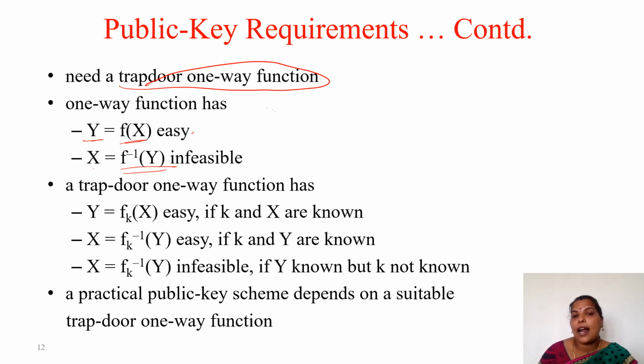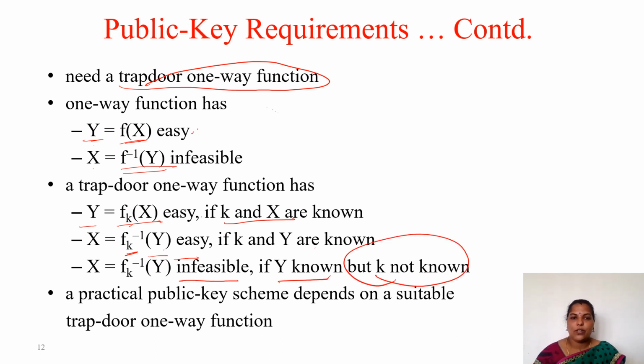So what is a trapdoor one-way function? y equals f_k of x. It is easy if k and x are known. If both are known, then whatever function we use, it is easy. x equals f_k inverse of y is also easy if k and y are known. But x equals f_k inverse of y is infeasible if y is known but k is not known. So this is called a trapdoor one-way function.